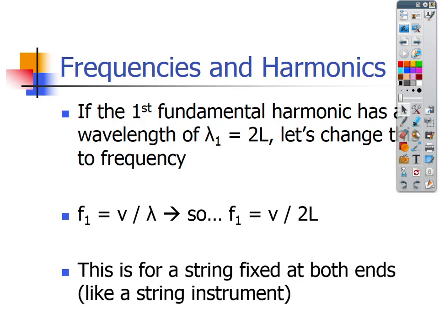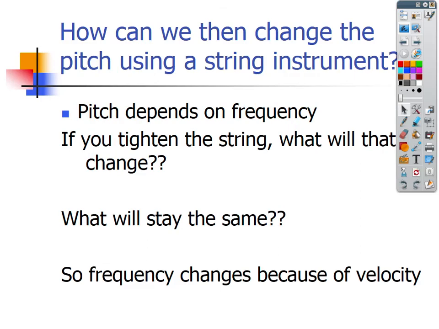String instruments, pianos, etc. Kind of going on a sidetrack a little bit. How can we change the pitch using string instruments? Well, pitch depends on frequency. If you tighten the string, what will that change? That changes the velocity. We've talked about that in terms of tension early on. If there's a greater tension, there's going to be a faster velocity. Those particles are tighter together, so there's going to be a greater velocity that develops. What will stay the same? Well, if I'm tightening the string between two ends, even though I tighten it, the length will stay the same. The wavelength will stay the same between these two.